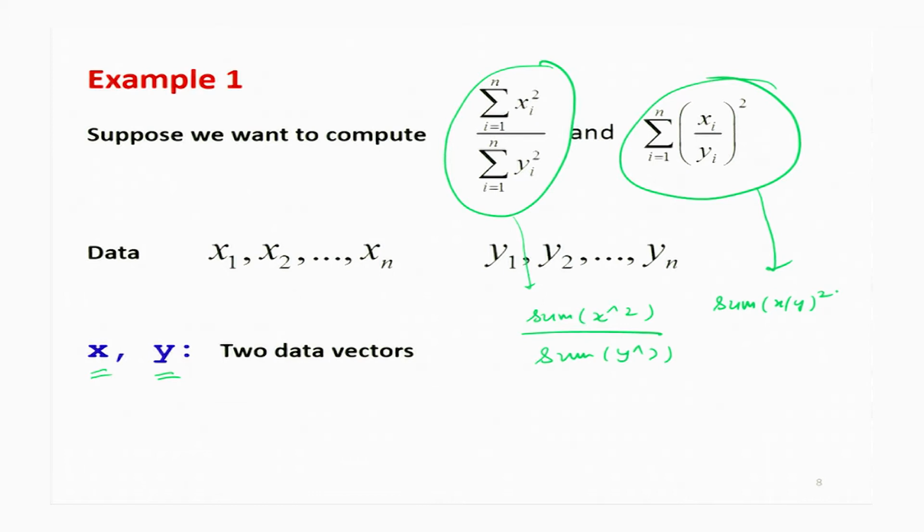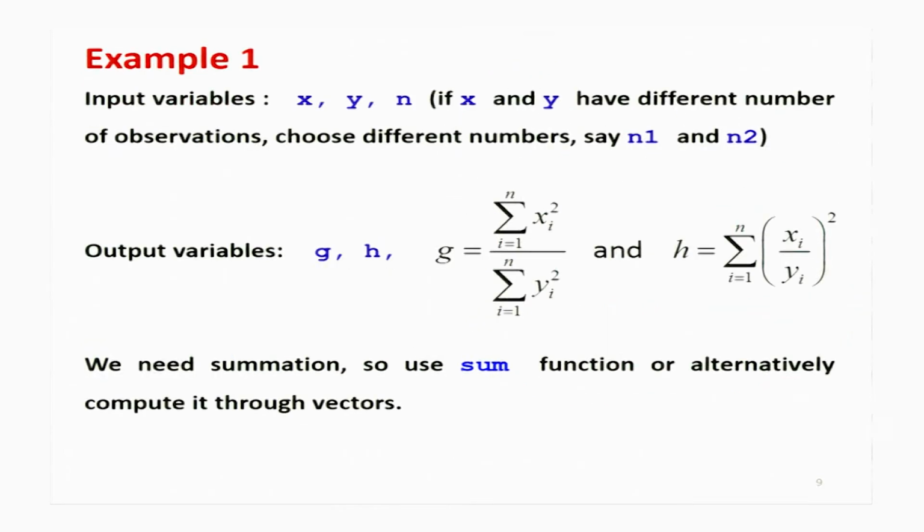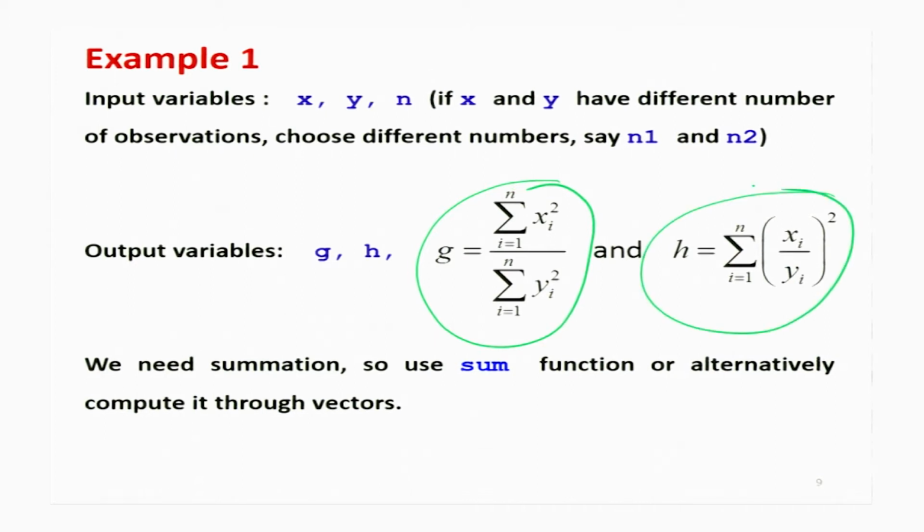But my objective is not to compute this value; I want to show you the steps. Those steps are going to be a couple of steps, and finally I will show you that the length of the program is very small, but I explain in a more detailed way so that it carries over a couple of slides. It does not mean that the program is long or complicated, right? So suppose I want to compute these two quantities. I denote the summation xi square upon summation yi square as g, and summation xi upon yi whole square as h.